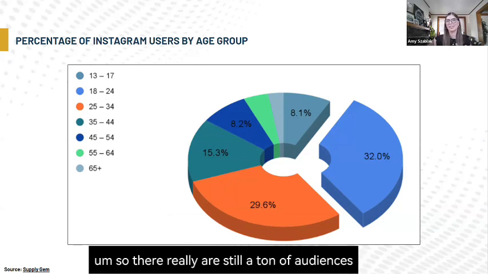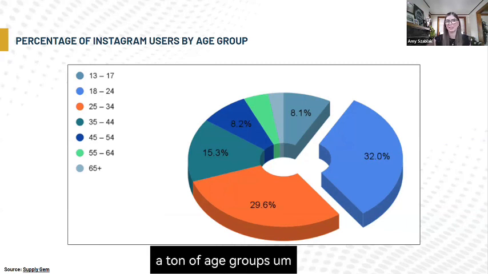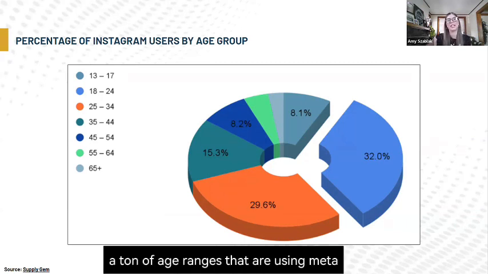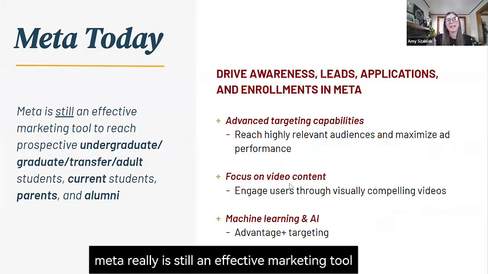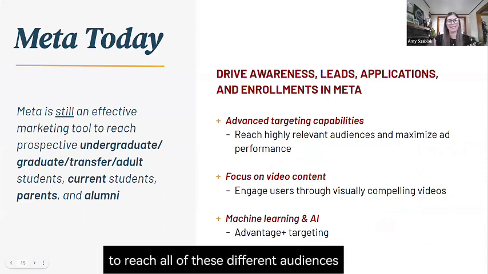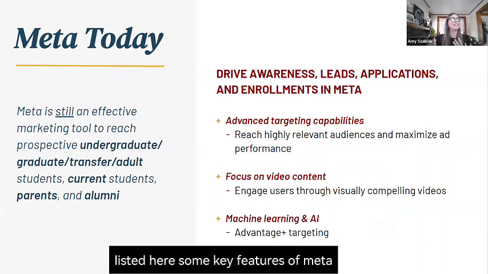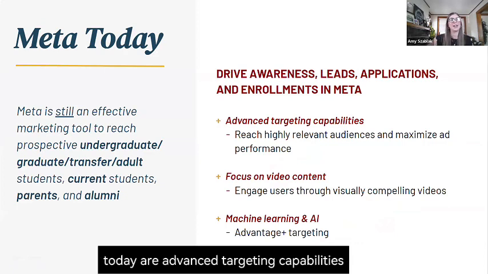So there really are still a ton of audiences, a ton of age groups, a ton of age ranges that are using Meta and are on the platform pretty regularly. And because of that, Meta really is still an effective marketing tool to reach all of these different audiences listed here. Some key features of Meta today are advanced targeting capabilities.